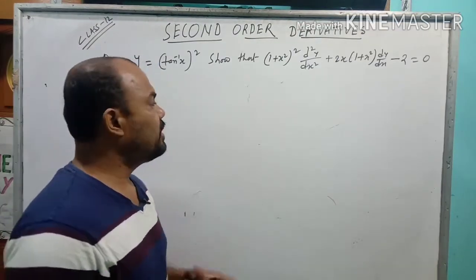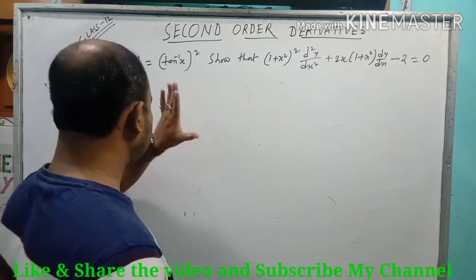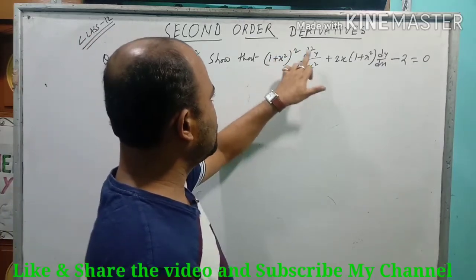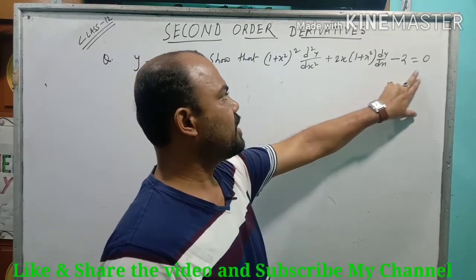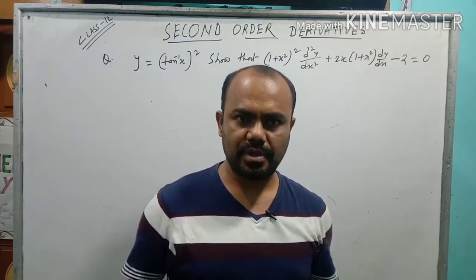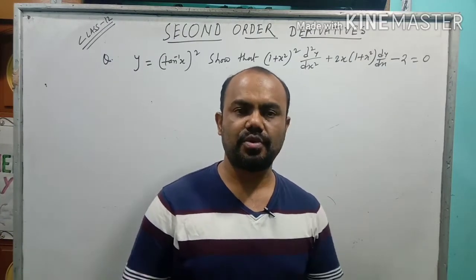Now see this example. In this example, this is a proof type question, that is show that. See the question, y equal to tan inverse x whole square, show that 1 plus x square whole square d2y by dx square plus 2x into 1 plus x square dy by dx minus 2 equal to 0. This is the second type of questions of second order derivative, that is prove that type, show that type.